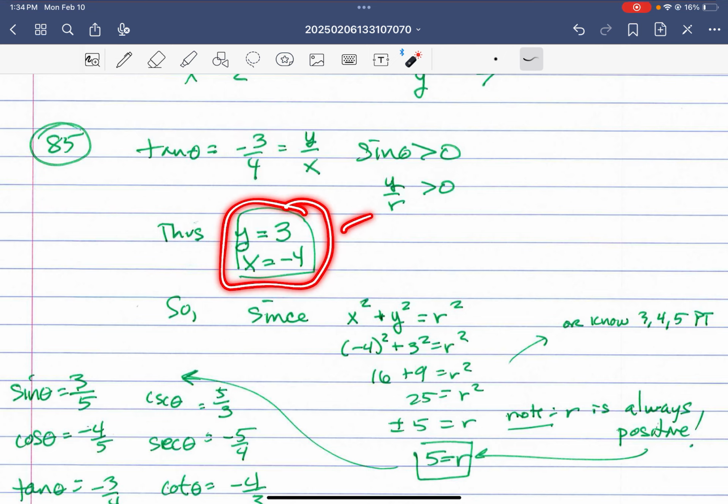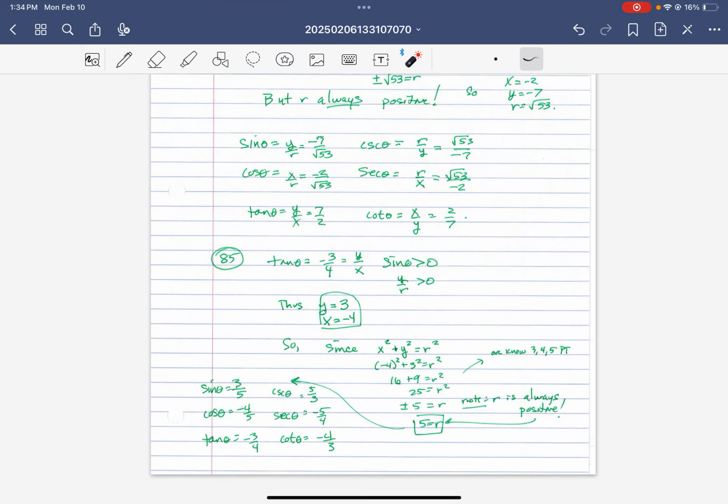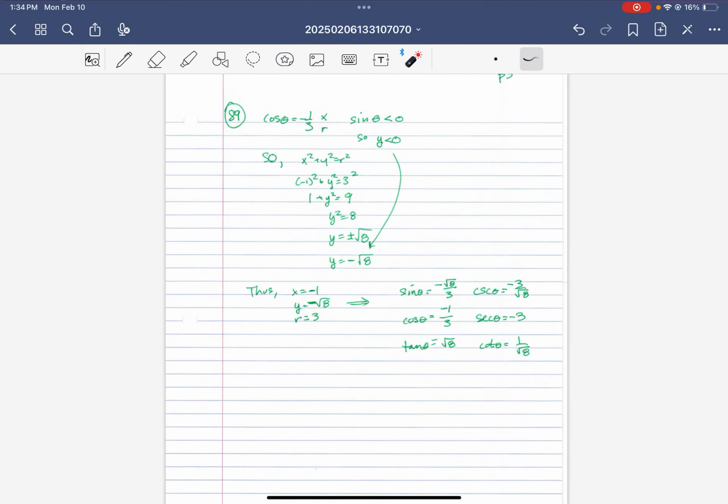So if that's my x and y, I use the Pythagorean theorem. I get r is equal to 5. And then I solve for my 6 trig functions. Or you can just know your 3, 4, 5 Pythagorean triple.